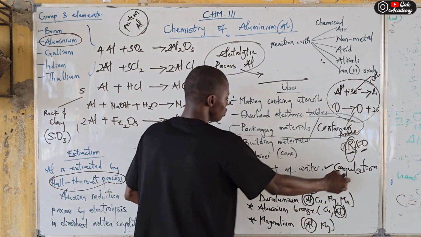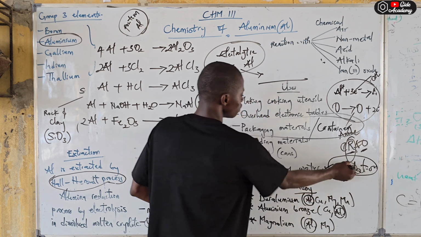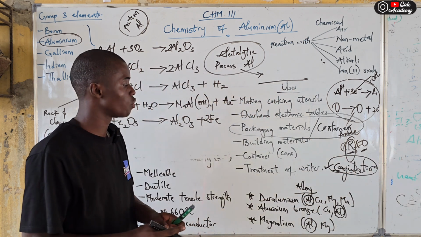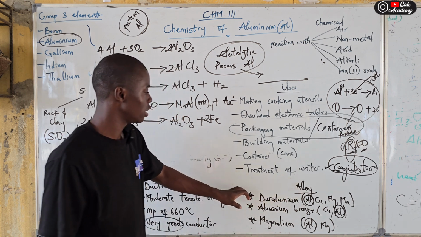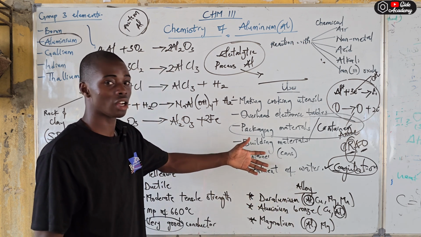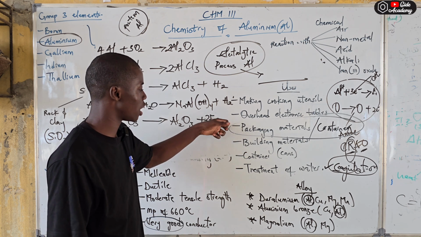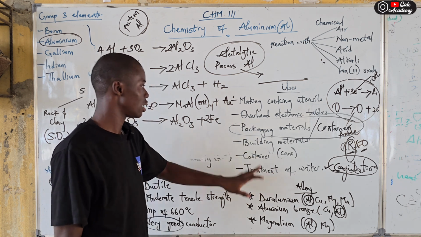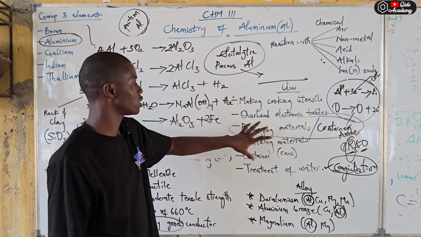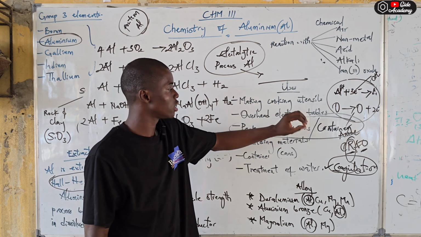So aluminium is used in the coagulation process of water. If you want to treat water, aluminium plays a part there. It is used as a building material, windows, zinc, and the rest. So it is used as a packaging material or as a container or as cans. It is used in cooking utensils, then overhead electric cables.